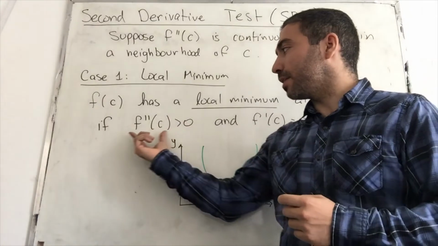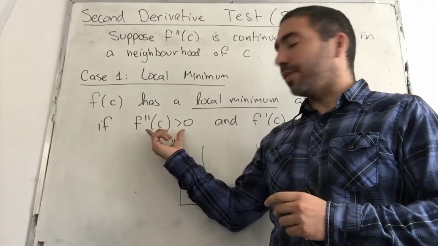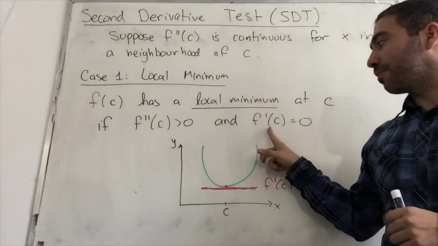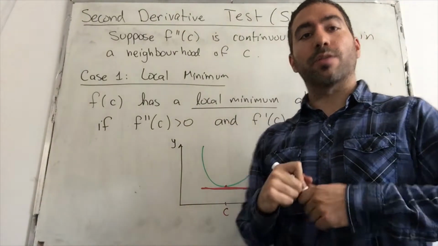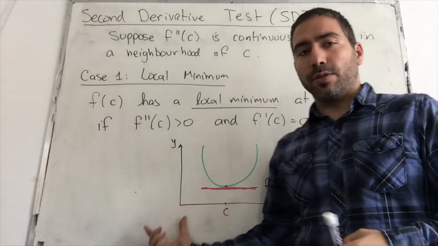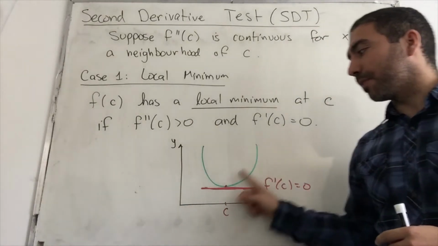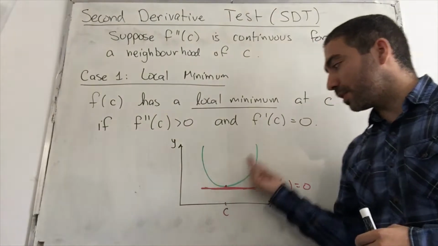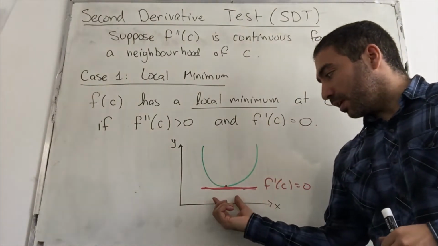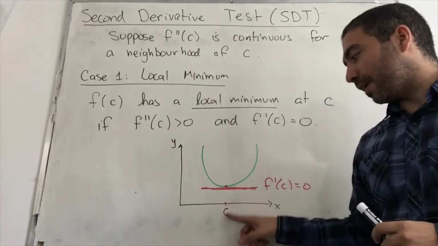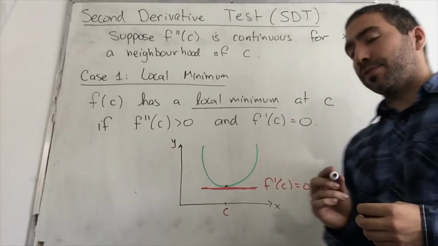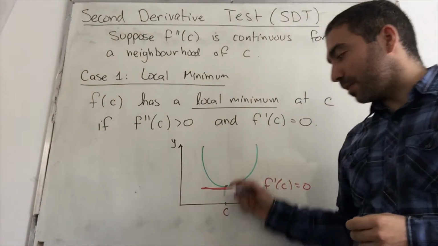Namely, what we're saying is that the second derivative is positive, so it's concave up, and f prime of c equals 0, so it has a horizontal tangent at c. Okay, the slope of the tangent is 0. So I drew a sketch over here. We have, let's say, a quadratic function. It's concave up, it's positive, f double prime of c is positive. And at the value c over here, we have our horizontal tangent, so f prime of c is 0.